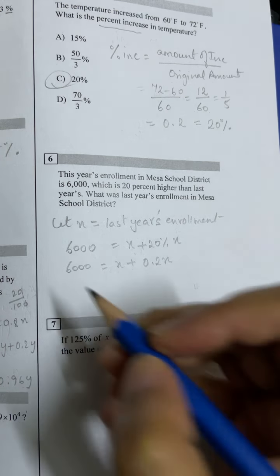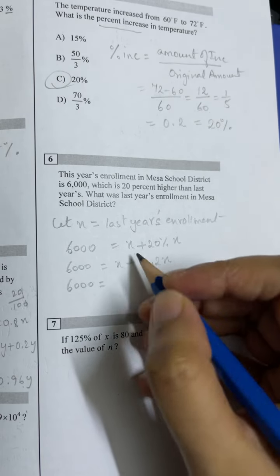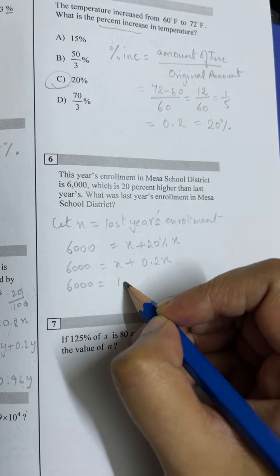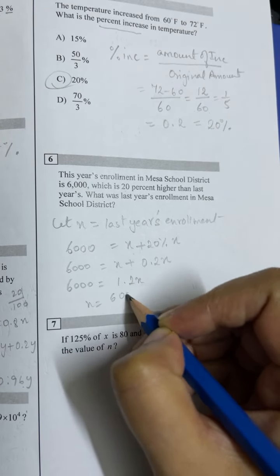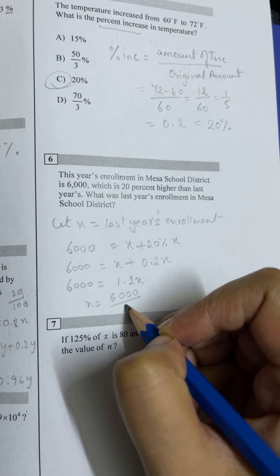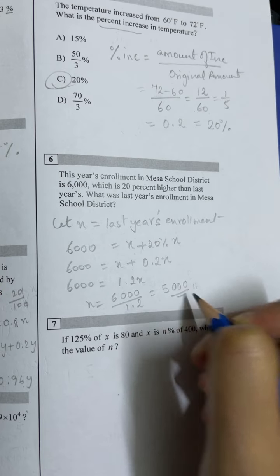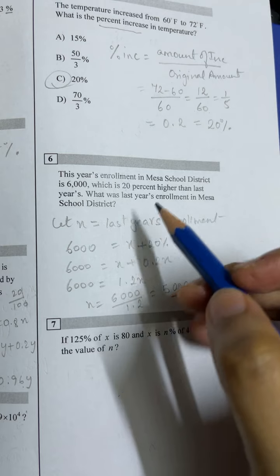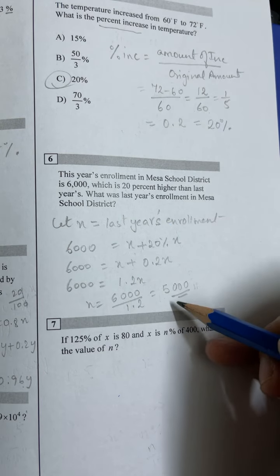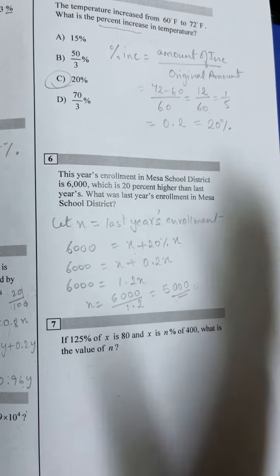So 6,000 equals 1 plus 0.2, that's 1.2x. So x equals 6,000 divided by 1.2, that's equal to 5,000. So what was last year's enrollment? That was 5,000. It increased by 20%. That was 6,000 this year.